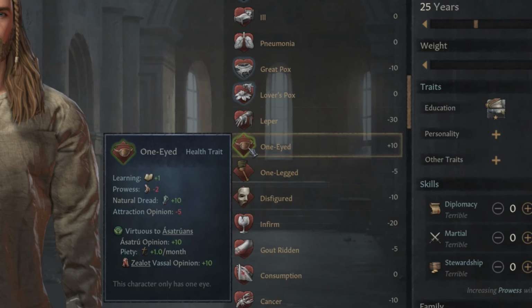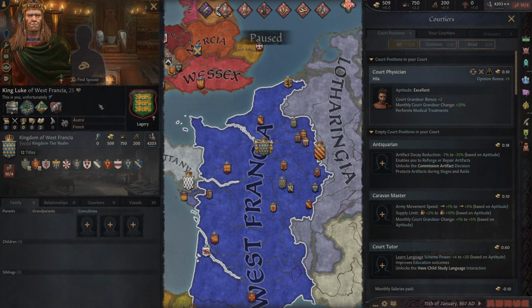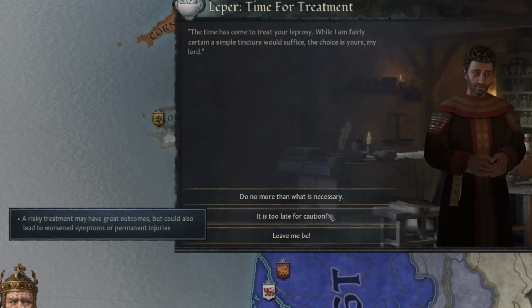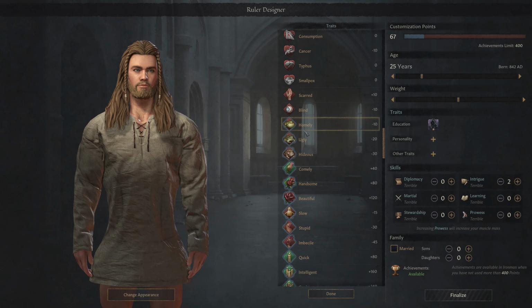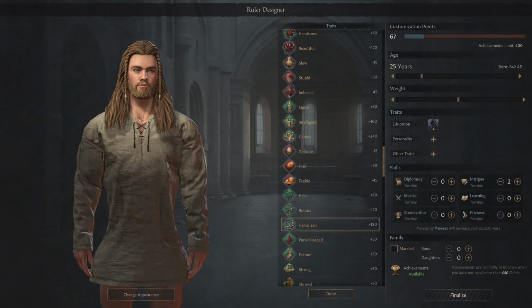One-eyed is a virtue in a Satru, so for 10 points it's very efficient to get. If you like gambling, sometimes a good court physician can cure the disease you have by picking the too late for caution. The next few traits are congenital traits that can be inherited. The first few are 3 categories of level traits relating to beauty, intelligence, and physique.